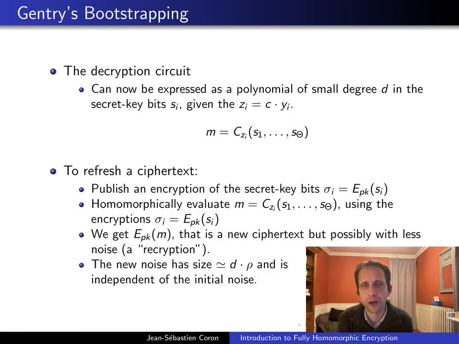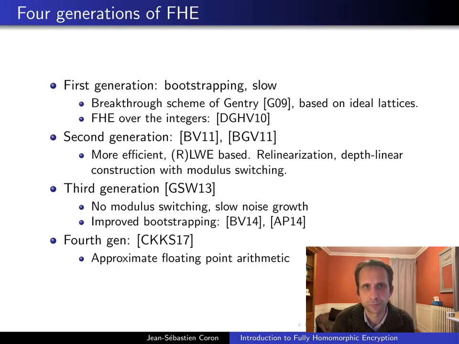Actually, the new noise has size roughly d times rho bits, because the degree is d, and so we perform at most d multiplications. And so the new noise is roughly d times rho. And so this can be smaller than the noise from which we have started in the original ciphertext. So that's why eventually we really have a refresh of the ciphertext and eventually a fully homomorphic encryption scheme.